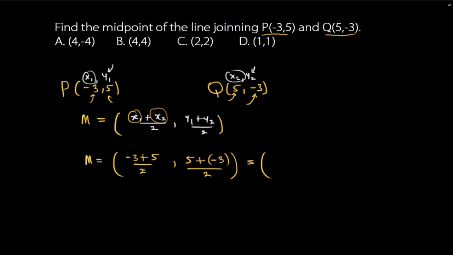Now this is just going to give you -3 plus 5, that is 5 minus 3, which is 2, divided by 2, comma 5 plus negative 3. Plus times minus gives you minus, so you have 5 minus 3, and that's also 2 divided by 2. And 2 divided by 2 is 1, while 2 divided by 2 is 1. So the midpoint is 1, 1. When we check our options, this is the one that has the correct answer. So the answer is D.